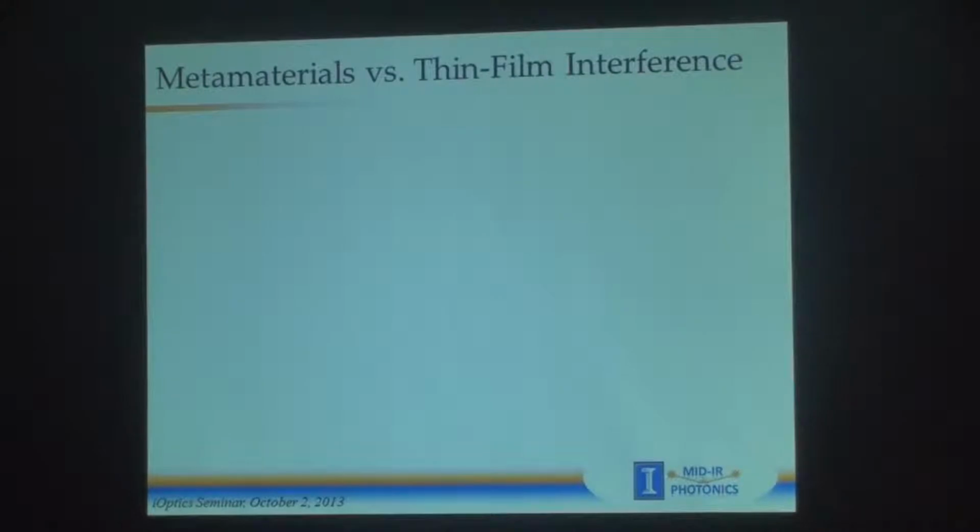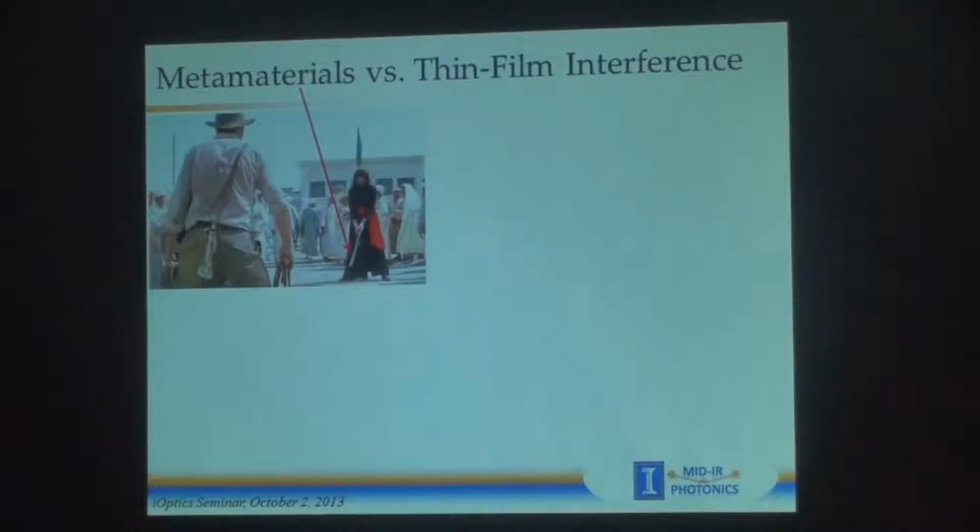So I was thinking about these newfangled fields that pop up and give us all research funding for a few years before they eventually die off, and traditional optics that we all learn in our first optics course. So I want to talk a little bit about metamaterials versus a simple thin film interference effect.